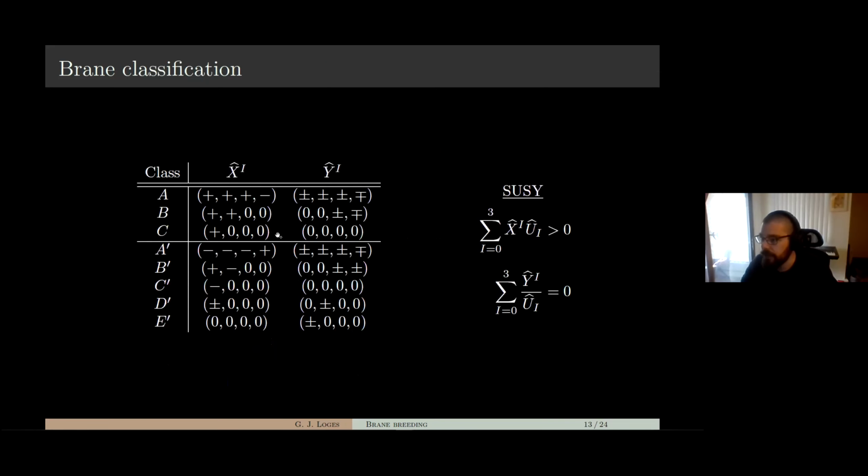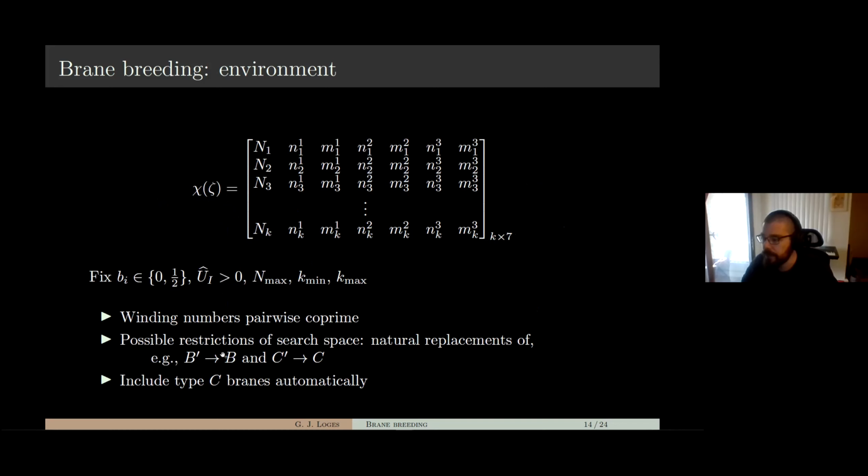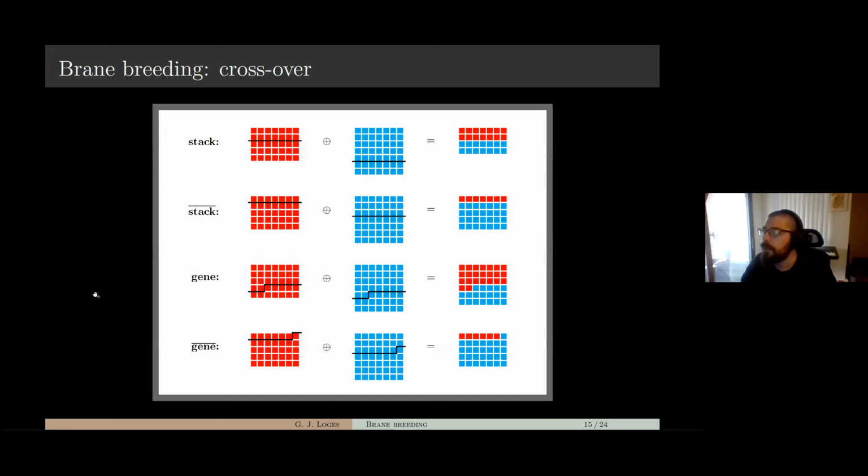Based on this classification that I described and using these natural maps, you could even enhance the efficiency of the algorithm by either removing or changing these brane types into the desirable ones or including type C branes automatically. So you can improve the efficiency by making these changes by hand, but we'll see that even without this, we have quite good success. So for the crossover methods, we used 4 different methods.